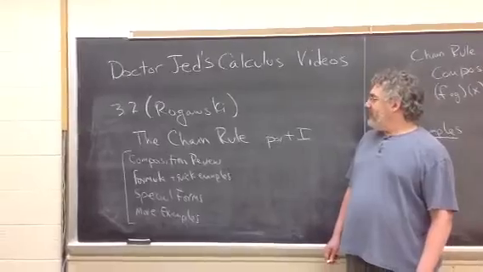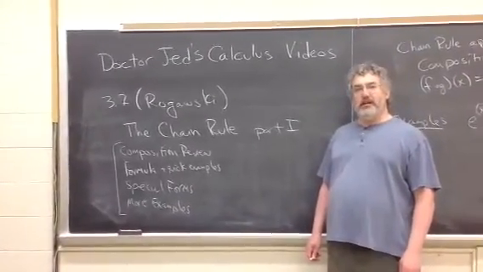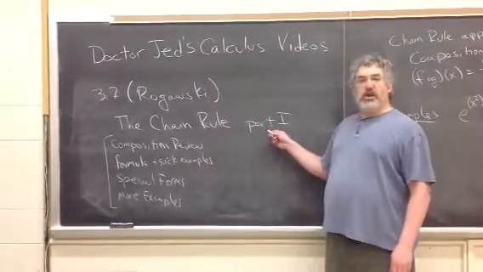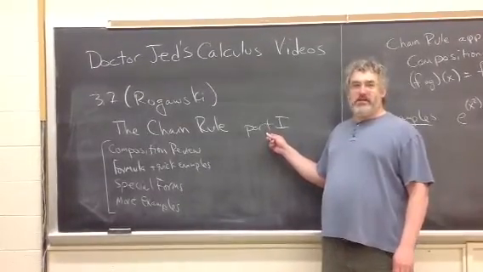Section 3.7 from Rogawski is our lesson today. Actually, half our lesson today, because we're going to do it in two parts. It's the chain rule, which is sometimes the dreaded part of calculus, but I don't think it's so bad.